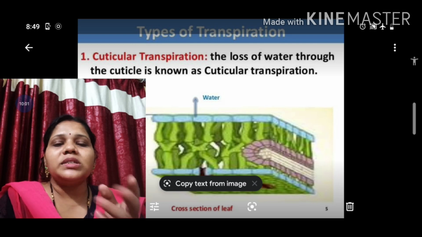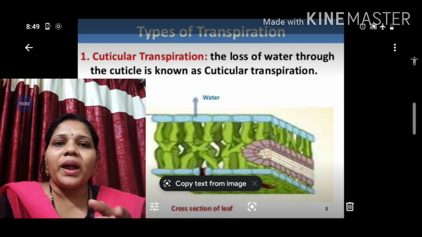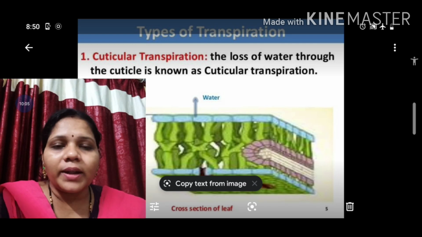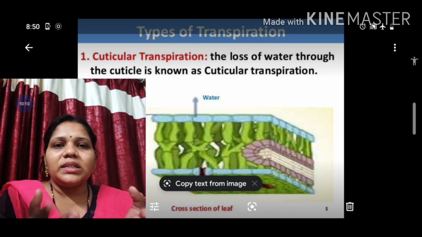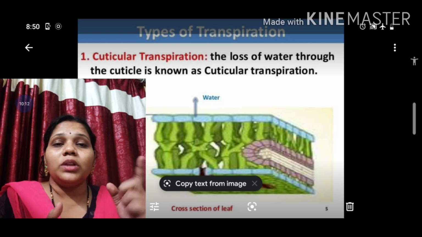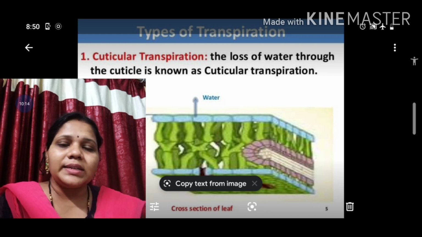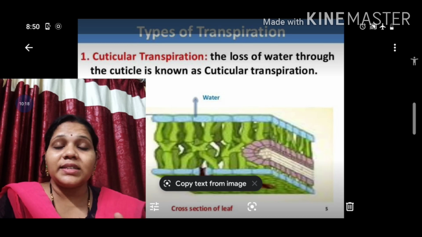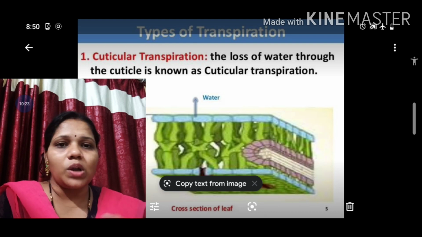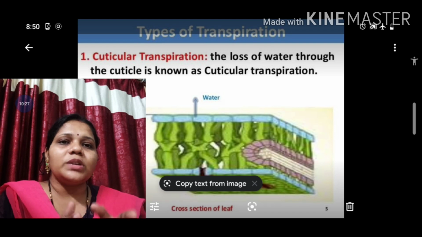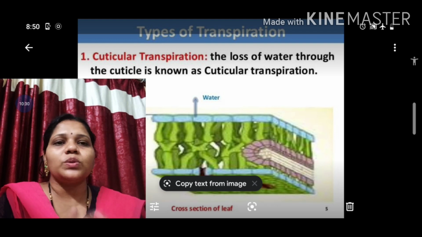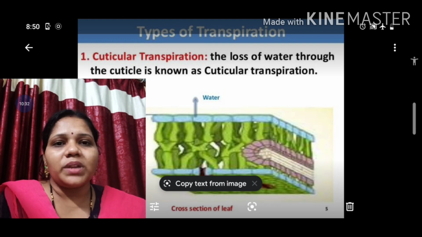the cuticle becomes thick in plants which require more water. You can see thicker cuticles in desert plants, because in the desert there is water scarcity and the plants require water. That's why the thick cuticle prevents the loss of water from the plant. So the transpiration which occurs from the cuticle is known as cuticular transpiration.